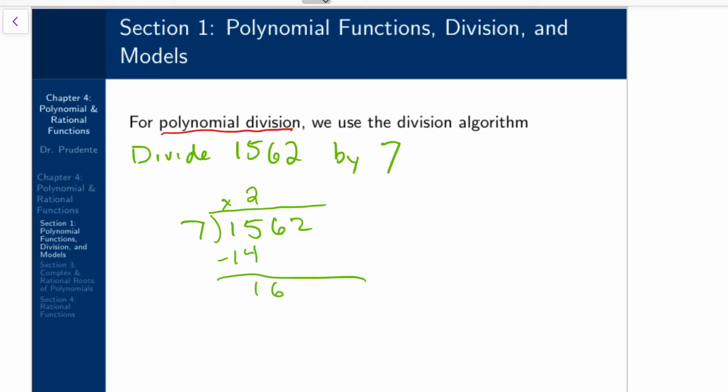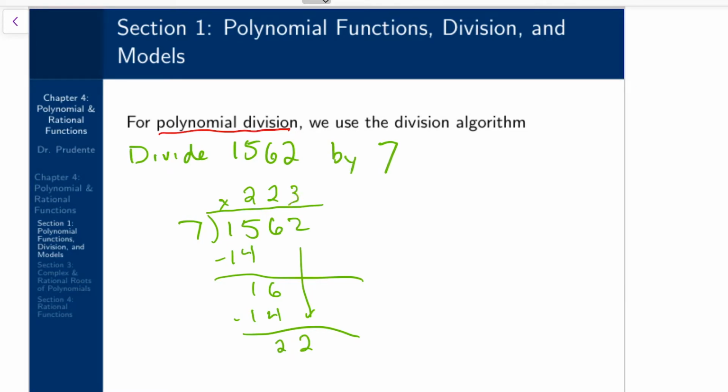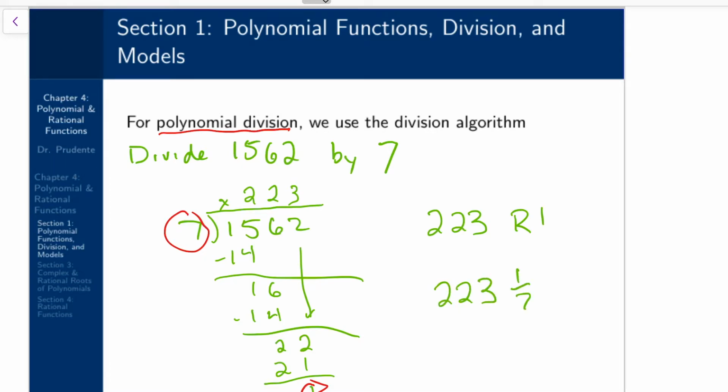We'd say, how many times does 7 go into 12? We'd say it goes in twice. We get 14. Subtract and get 2. We bring the 2 down. Say, how many times does 7 go into 22? We would say 3. 7 times 3 is 21, and we get 1. And once this number was smaller than our 7, we knew we could stop. So our answer would be 223, remainder 1, or once we got a little bit older, 223 and 1/7. Right? So now we can use this for an analogy for an example of polynomial division.